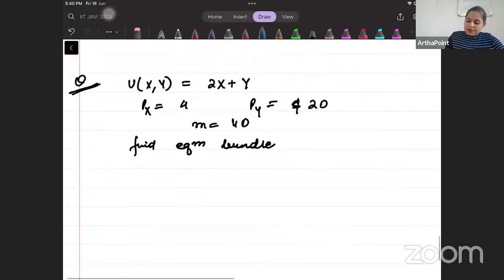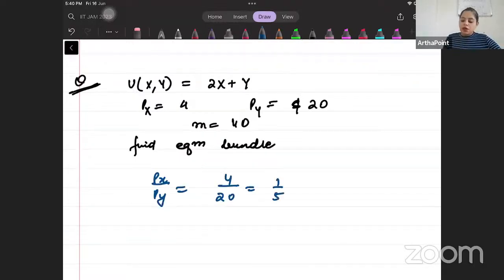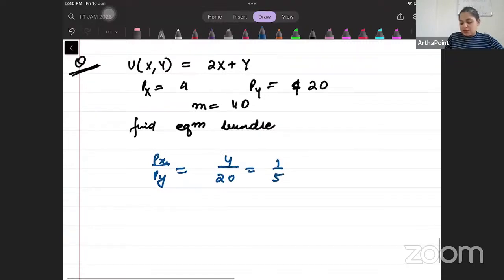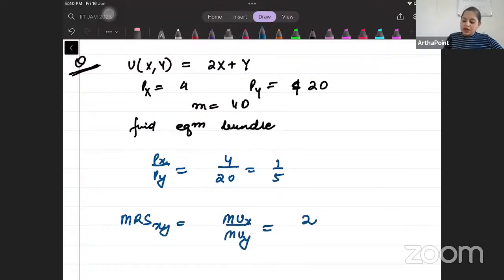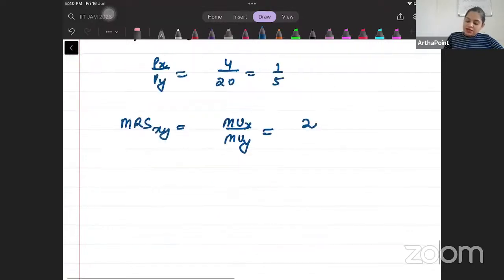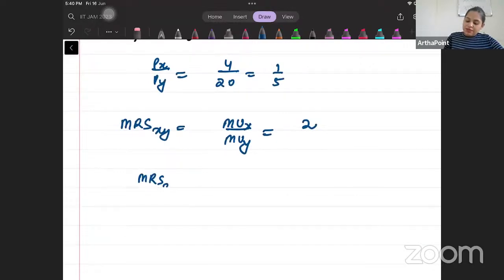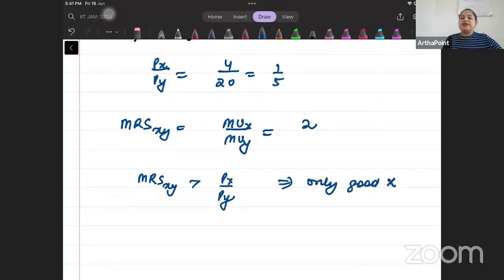What is PX by PY? It is 4 by 20, which is 1 by 5. What is MRS? It is MUX by MUY, which will be 2. Clearly, MRS is greater than PX by PY, which means you will consume only good X.